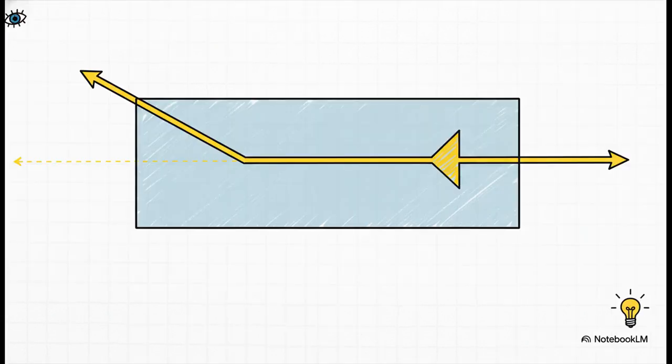And that right there is the big takeaway from the glass slab experiment. The light doesn't permanently change its direction of travel, it just gets knocked sideways a little. We call this a lateral displacement.